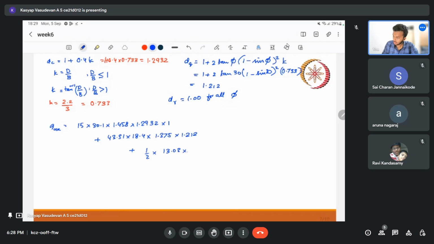This is our gamma dash into B, 0.7 into 1 into 1. I forgot N gamma, right? So N gamma is 15.1 into 0.7 into 1 into 1 into 1. Okay, only 1. So three terms are done and we have to subtract it by gamma Df, that is 2.2 into 19.7. So what we are left with is 2344.185 kilopascal.